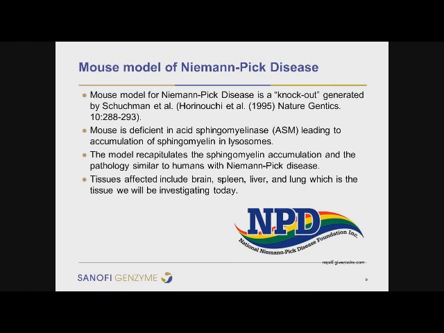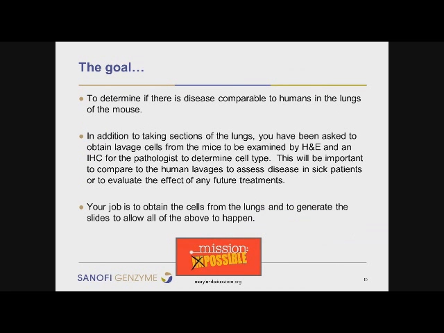The tissues that will be affected will include the brain, the spleen, the liver, and the lung. And the lung is the tissue that we'll be investigating today. So the goal was to determine if there's disease comparable to the humans in the lungs of the mouse.